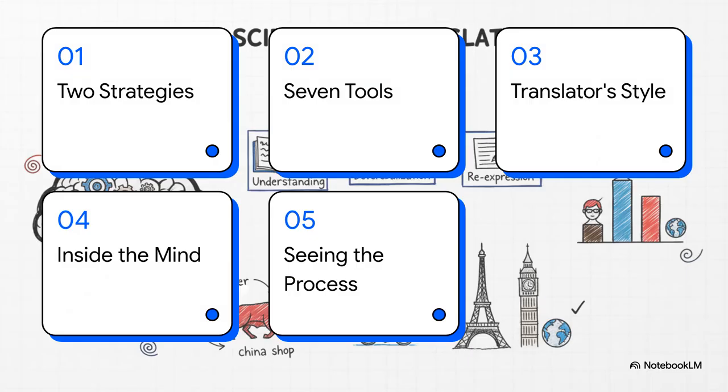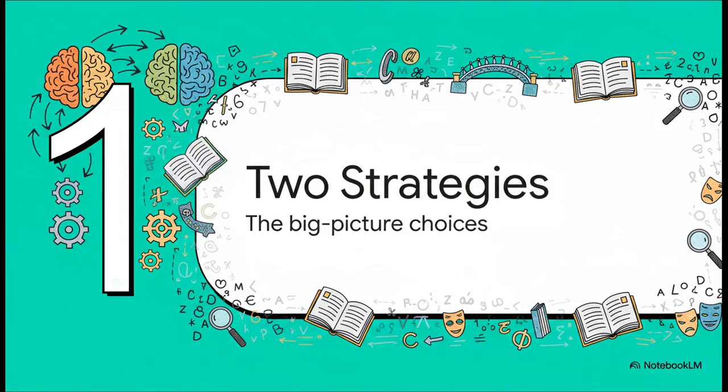So here's our game plan. We're going to peel back the layers of this whole craft. First, we'll look at the finished product, the big picture strategies, and the specific tools translators have in their toolkit. Then, we're going to get into the really cool stuff, the process itself. We'll see how to decode a translator's unique style and even peek inside their mind while they're actually working. So, where do we even begin?